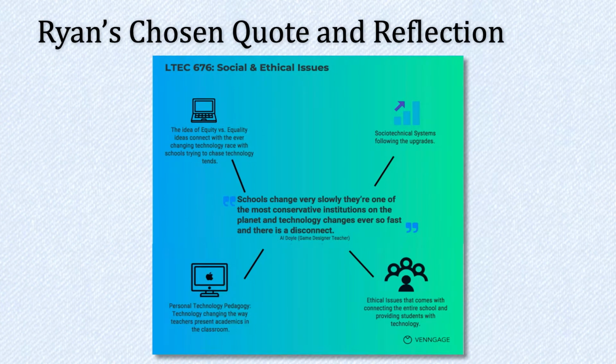So in the middle of the screen, you will see my quote. It's from this week's YouTube video. It was actually the New York Times video that was embedded into this week's presentation, which said, "Schools change very slowly. They're one of the most conservative institutions on the planet, and technology changes ever so fast, and there is a disconnect." And it came from one of the professors that was mentioned in the downtown school, Al Doyle.